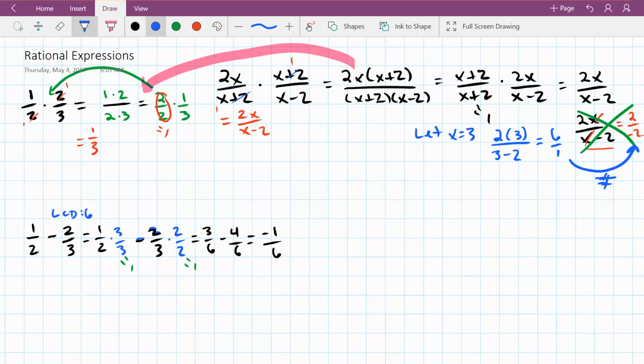So I could tell by letting x be any random number that, if I were to cancel these x's, they do not come out the same. It doesn't work.